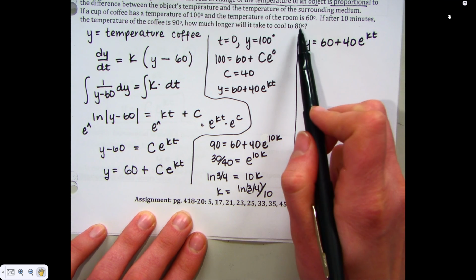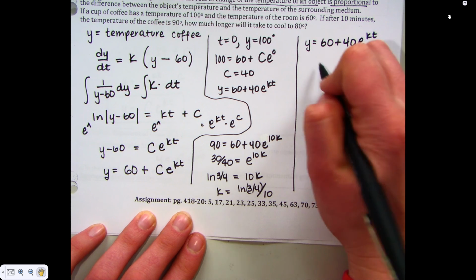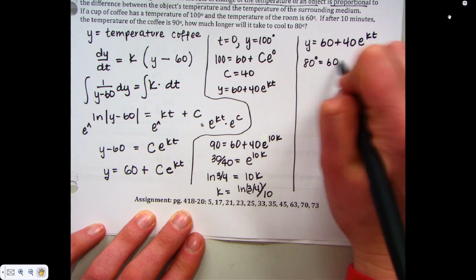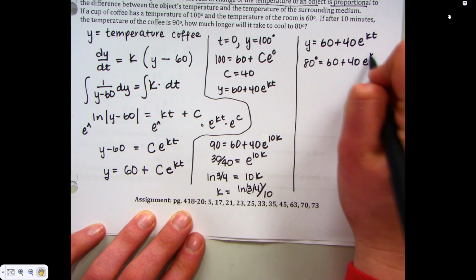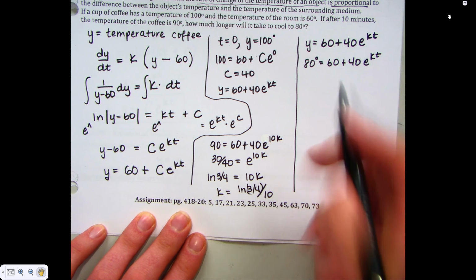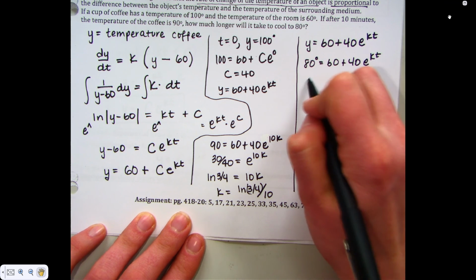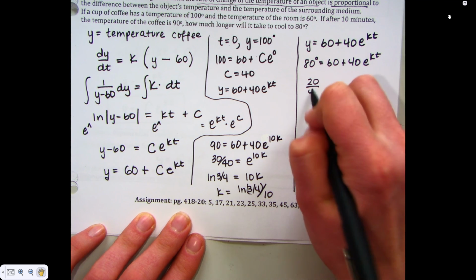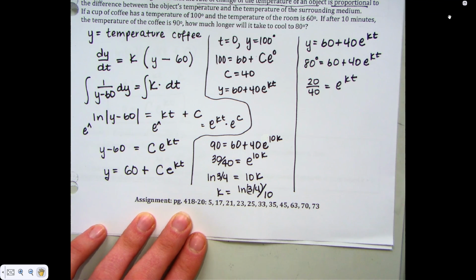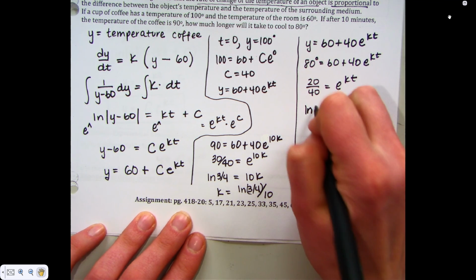I want to know what it's going to take to get down to 80 degrees. So I know I want an 80-degree coffee. I've got 60 plus 40 e to the k times t. Remember, I'm solving for a time, so t is my variable. Subtract the 60, that's 20. Divide by 40, that's half. And that would isolate the exponential, at which point I'm taking the log.